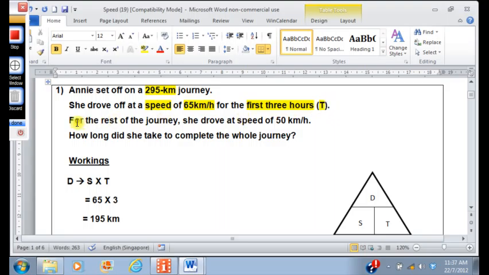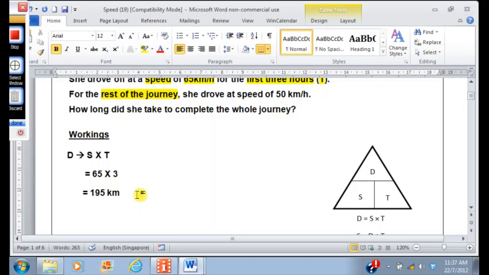Let's move on for the rest of the journey. Rest of the journey, can we do anything with that? We know that the total distance is 295 kilometers. So the rest of journey will be, you take 295 minus 195, we get 100 kilometers.